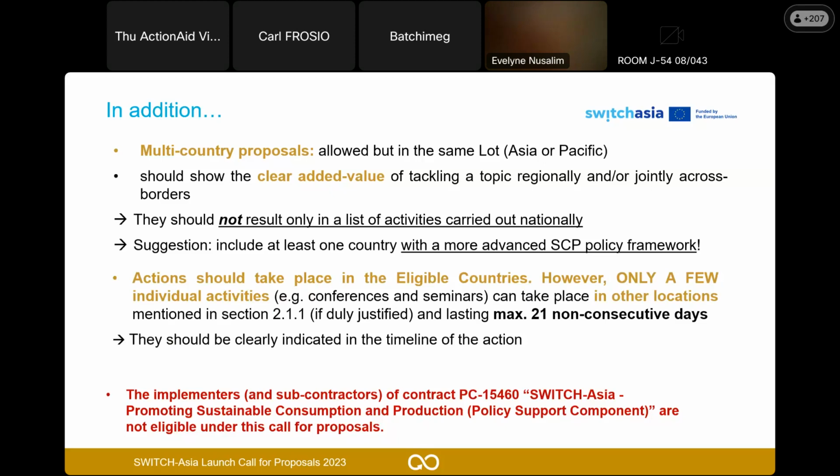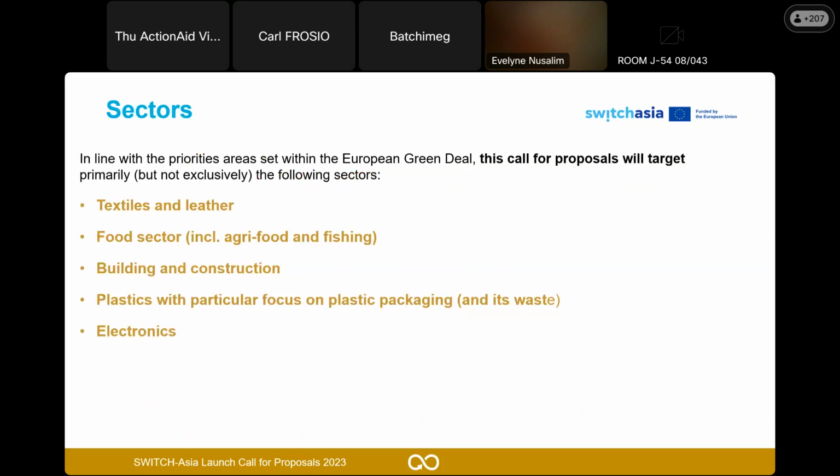However, only a few individual activities, such as conferences and seminars, can take place in other locations mentioned in section 2.1.1 if duly justified and lasting a maximum of 21 non-consecutive days. They should be clearly indicated in the timeline of the action. What's also important to note is that the implementers and subcontractors of the contract PC 15460, that's Switch Asia promoting SCP, the policy support component of Switch Asia, are not eligible under this call for proposals.